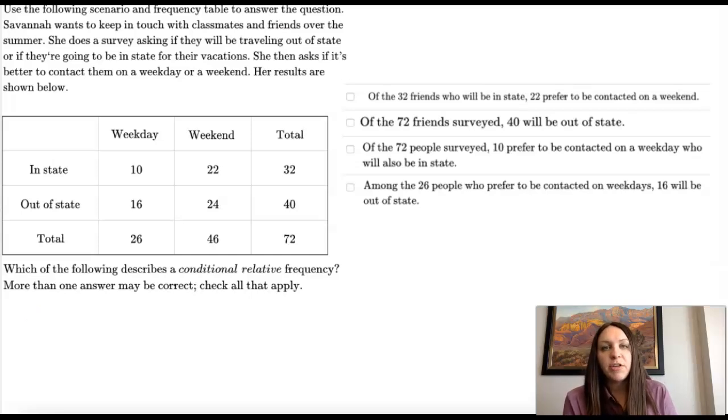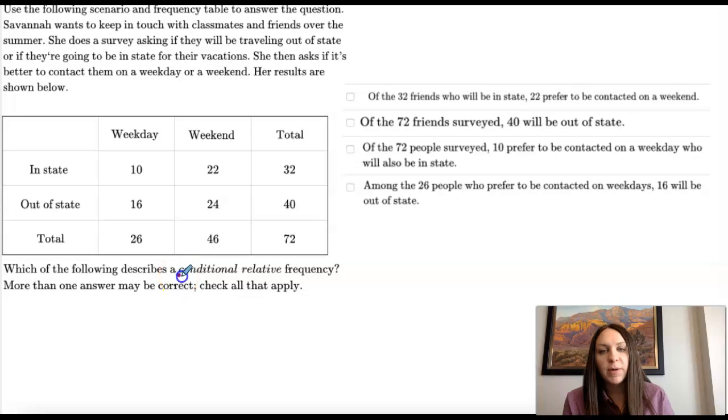And then you'll get some that are different, where it's choose all that apply. So use the following scenario and frequency table to answer the question. Savannah wants to keep in touch with classmates and friends over the summer. She does a survey asking if they will be traveling out of state or if they're going to be in state for their vacations. She then asks if they would like to be contacted on a weekday or a weekend, and here's her results. Which of the following describes a conditional relative frequency? More than one answer may be correct.